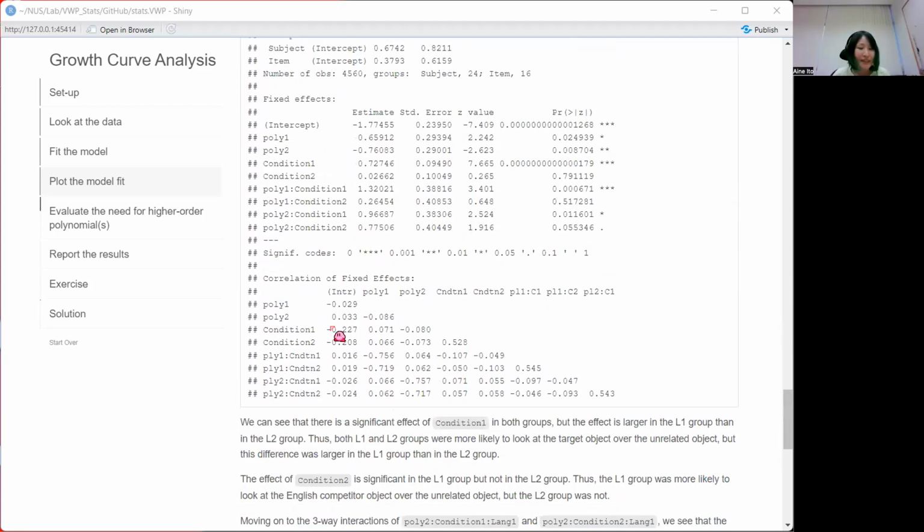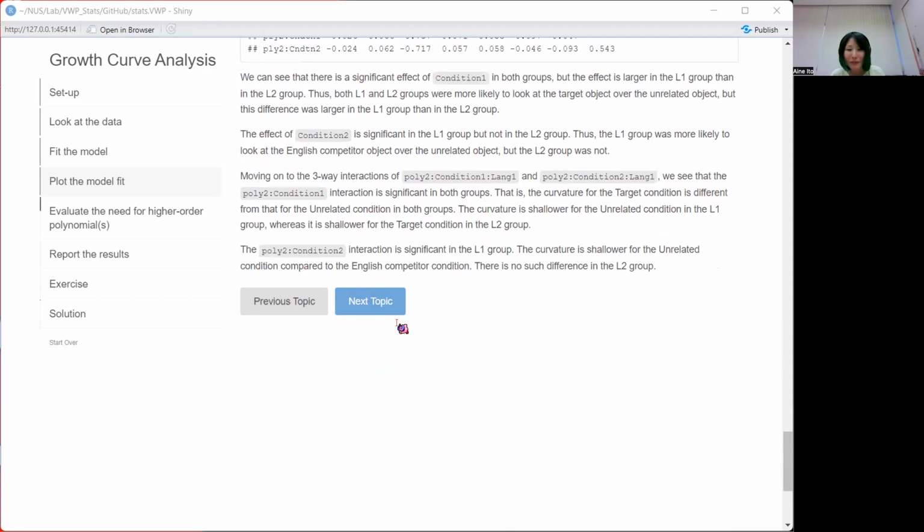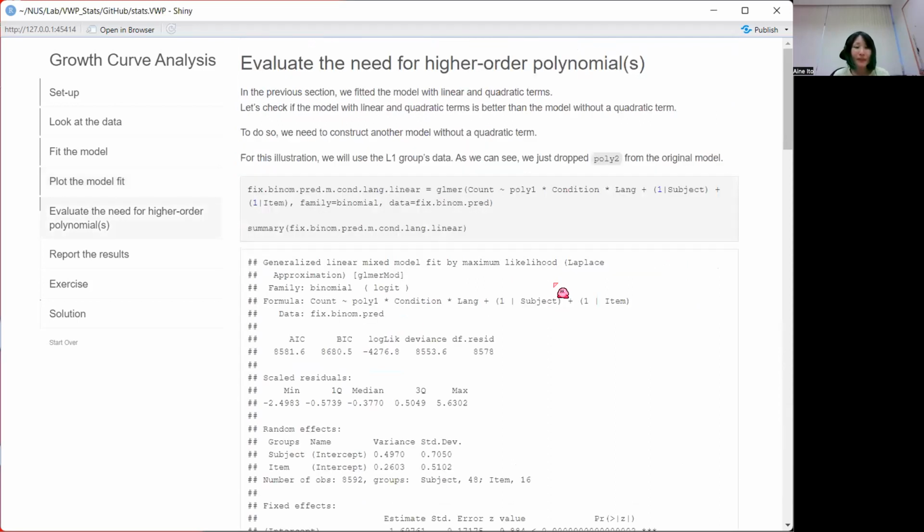Good. Then shall we move on to the next topic? So we can now look at how we can evaluate the need for the higher order polynomials, right? I said that if you don't really need the higher order terms, you probably don't want to include them in the model, because it might overfit the model and increase false positives, right? So let's check if we need the quadratic term. We already know that we do need a quadratic term for at least the A1 data.